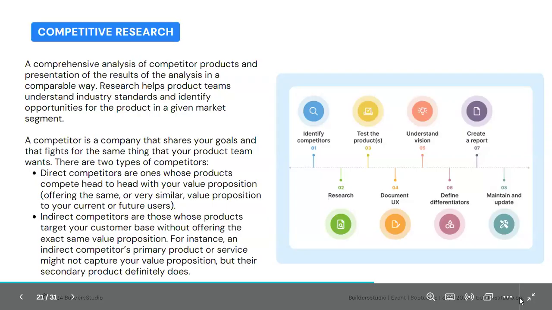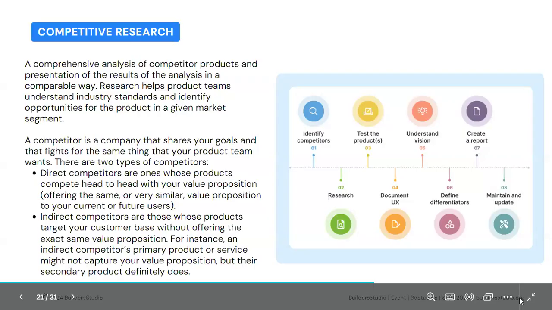You understand? A competitor is a company that shares your goal and fights for the same thing that your product team wants. You understand? A competitor is someone that knows your target audience. Your target audience is your competitor's target audience. You understand the same now? They share the same goal with you.